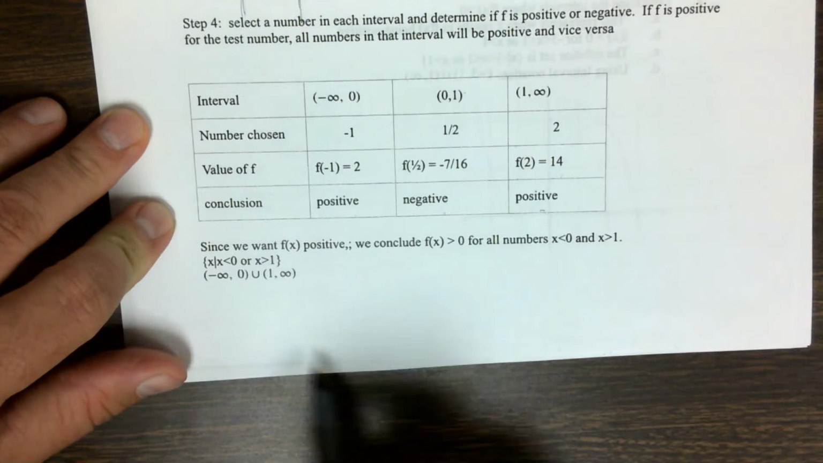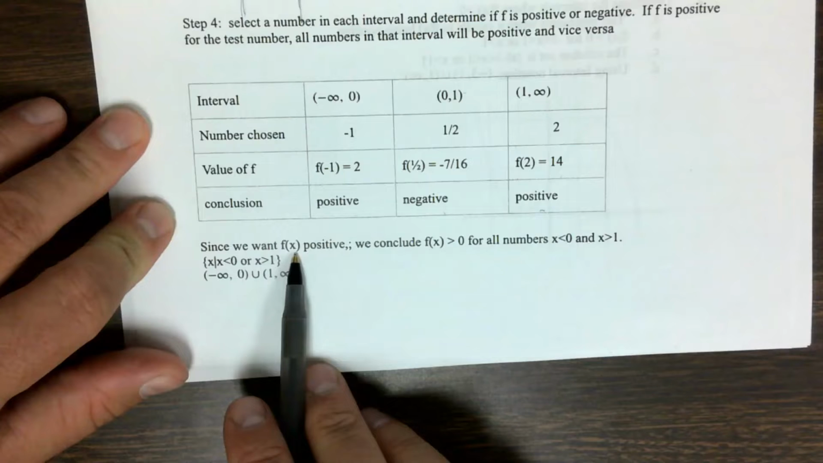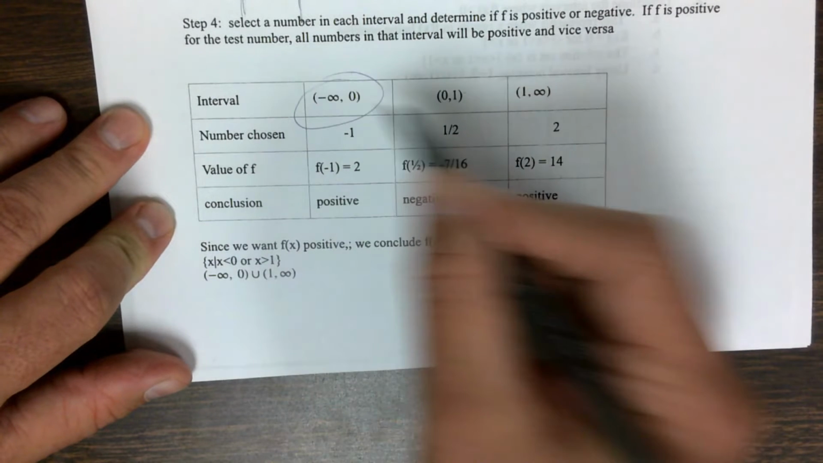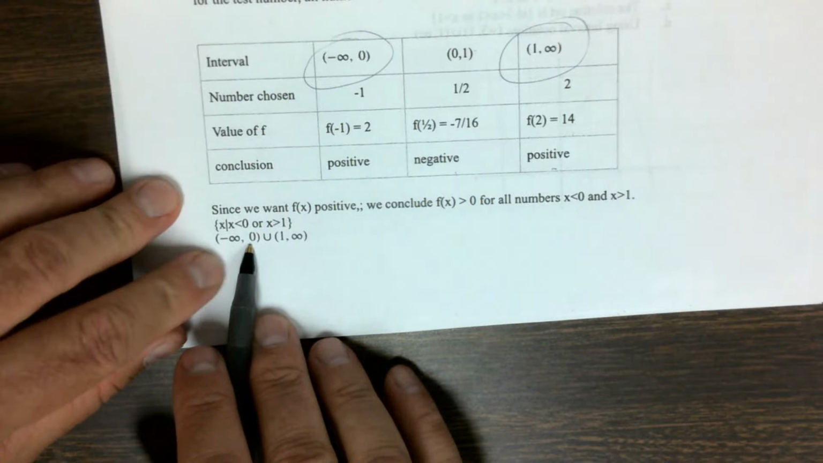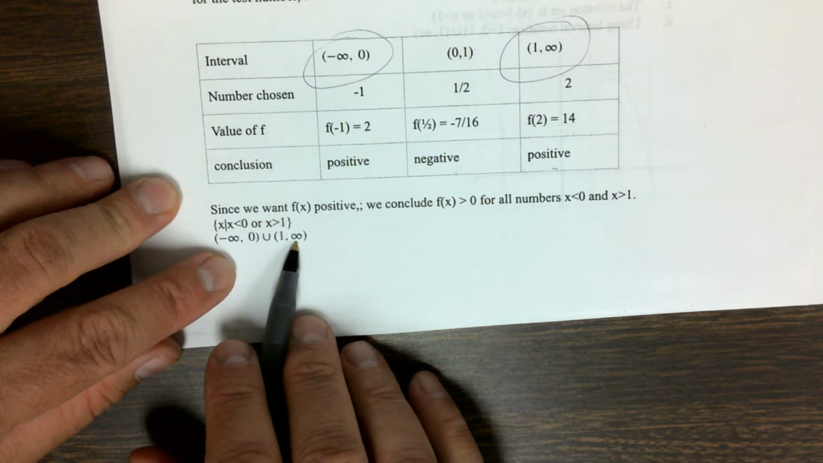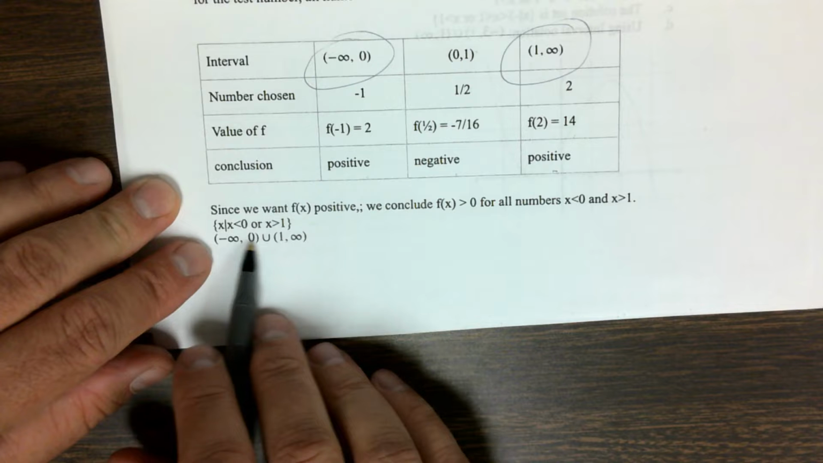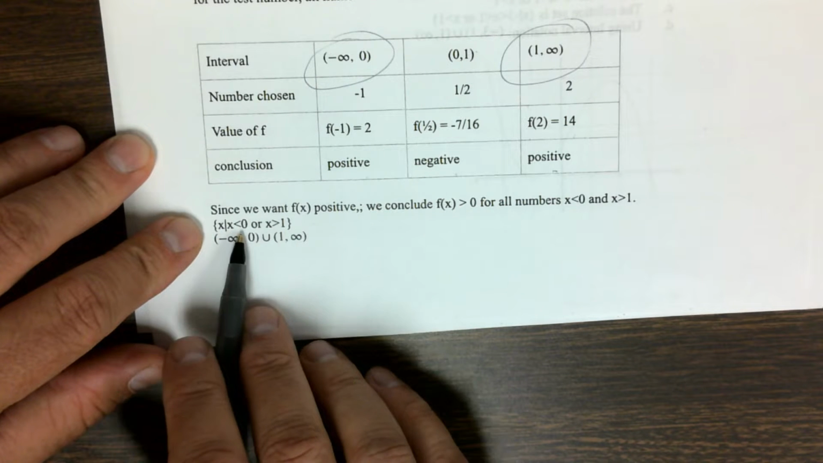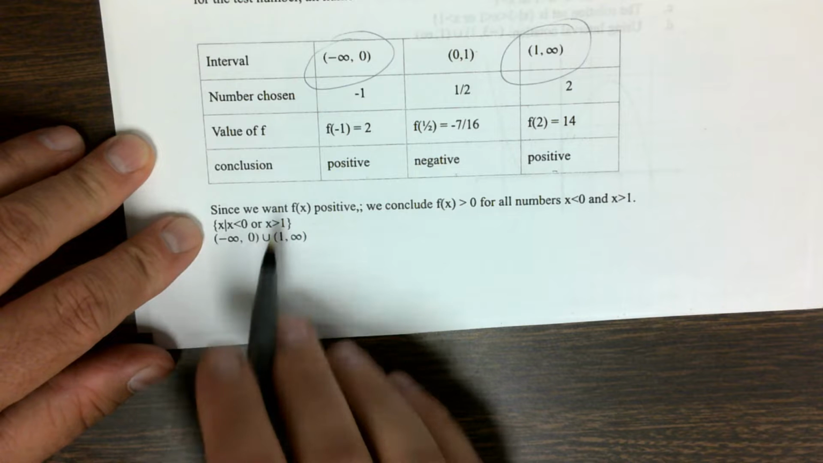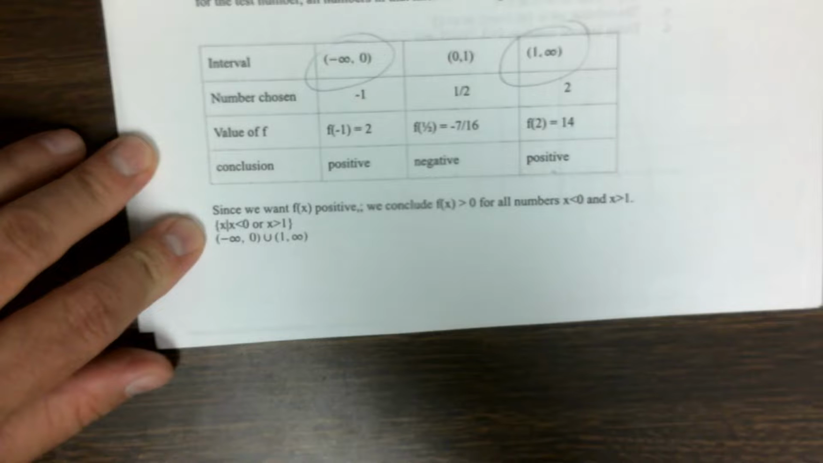Since we want f of x positive, then we basically use this part and this part. So we say negative infinity, 0, union, 1, infinity. And that's the interval notation. The solution set was this, with x less than 0 or x greater than 1. So that's basically how that's going to work.